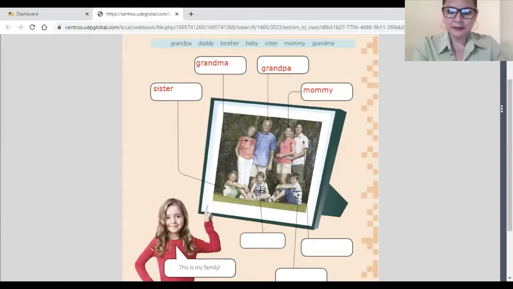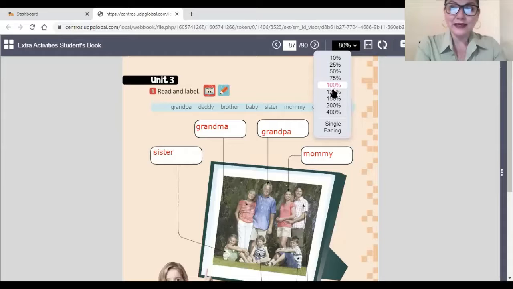What about him or him? Brother, right? Brother and brother too, right? Let's see. Oh no, this is not brother, right? I'm sorry, guys. Okay, daddy. This is daddy. I'm sorry for that. This is daddy and brother, right? Brother. And I can't see if it's a girl or a boy, so let me zoom the page because I can see.